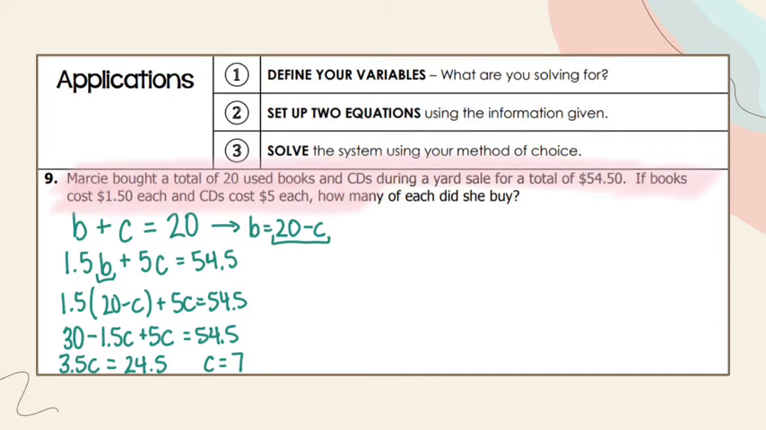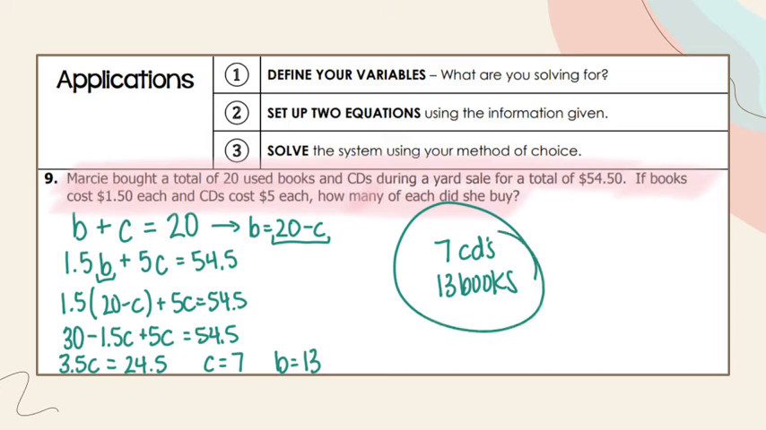But the question says how many of each. That looks like I marked it out. How many of each did she buy? So we need to know also how many books. We know that she bought 20 in total, so books are going to be 13. So you could write 7 CDs and 13 books. Now, something we didn't do here was define our variables. So you should also say B equals number of books and C equals number of CDs.